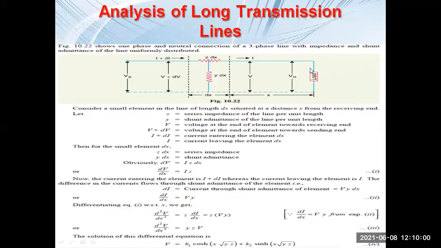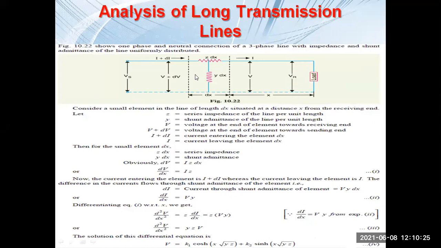Now we'll start the analysis of the long transmission line. When we consider the long transmission line, we'll consider a particular section. We'll not consider the whole length at once. We'll obviously take the whole length, but when we start the analysis, we'll take an elemental section of the long transmission line. Here, Vs is the sending end voltage, and Vr is the receiving end voltage.